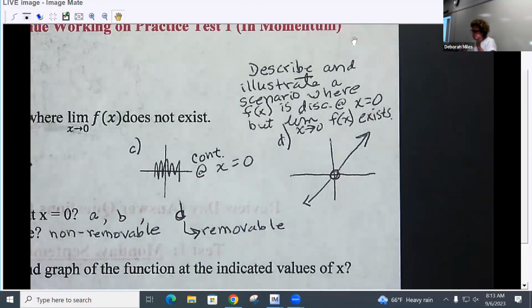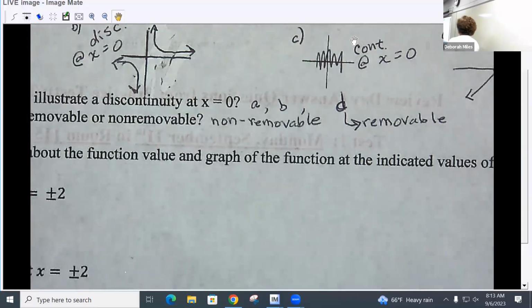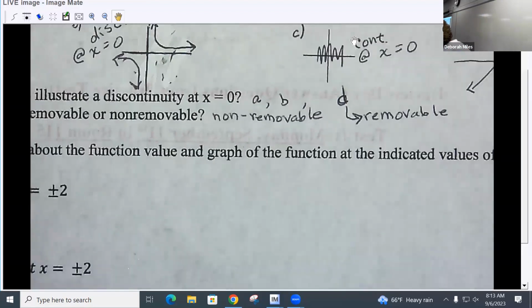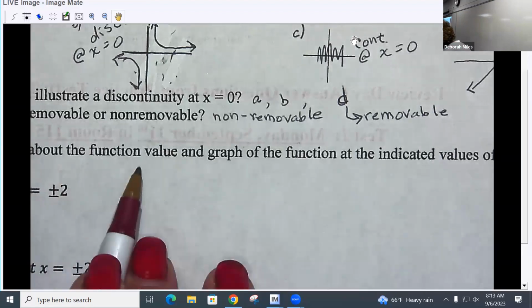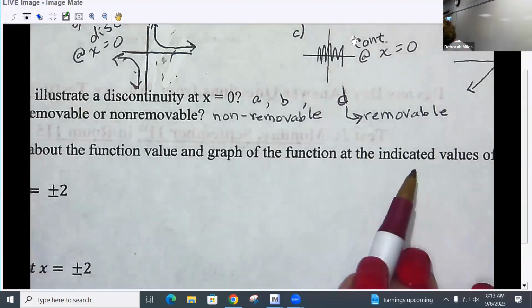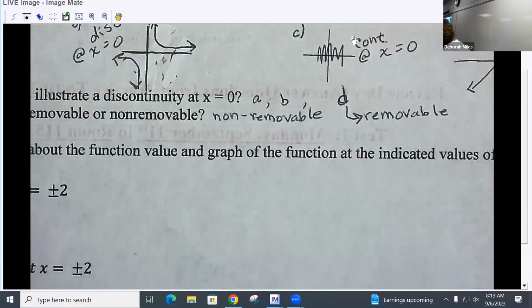All right, so today we're looking at functions again, and we're identifying discontinuities. And we're determining whether those discontinuities are removable or non-removable, and what it looks like on a graph when a discontinuity is removable versus non-removable. I've got 3 more examples on here, and then we'll look at some in the book. What can you tell me about the function value and the graph of the function at the indicated values of x? So A is a rational function.